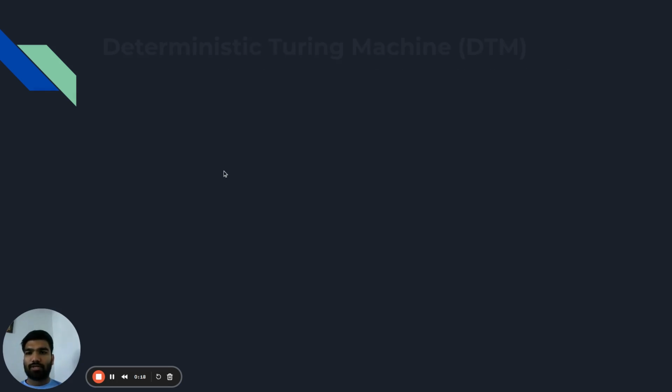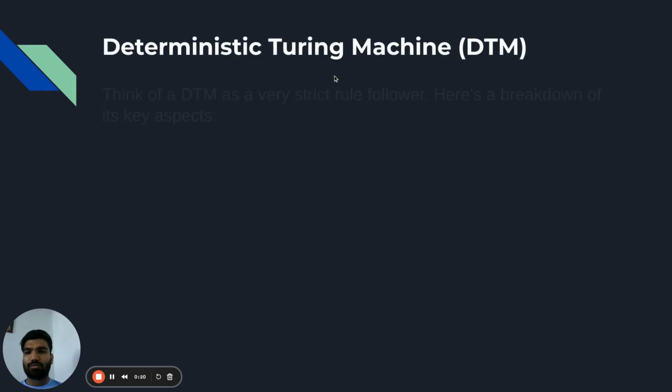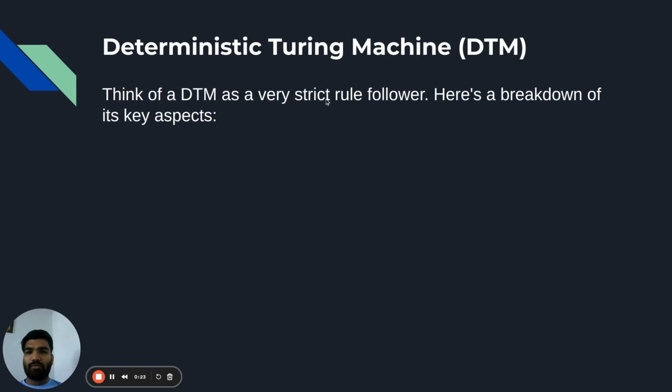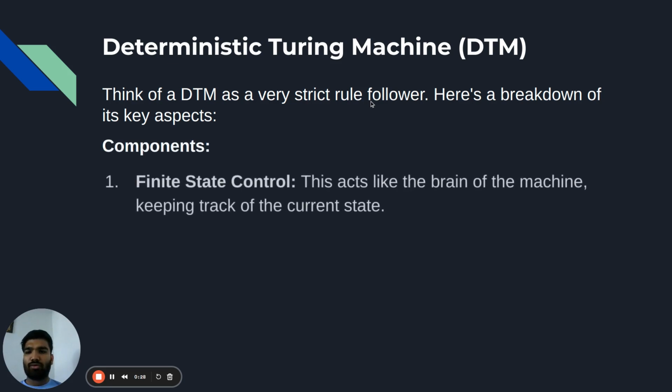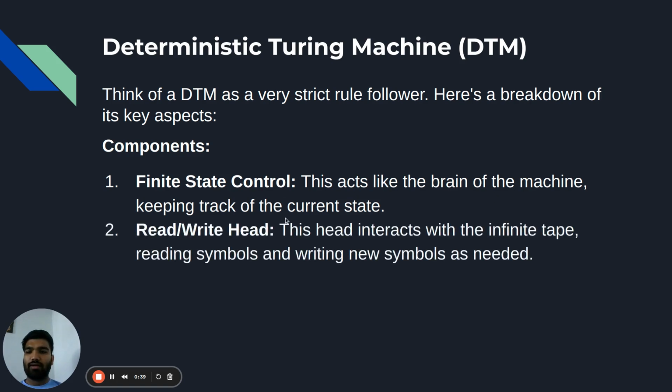DTM stands for deterministic Turing machine. Think of DTM as a very strict rule follower. Here is a breakdown of its key aspects. Firstly, its components. So its components are firstly finite state control. This acts like the brain of the machine, keeping track of the current state. And the second is read write head. This head interacts with the infinite tape, reading symbols and writing new symbols as needed.